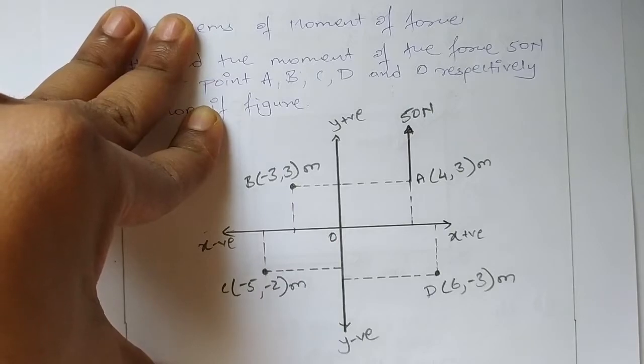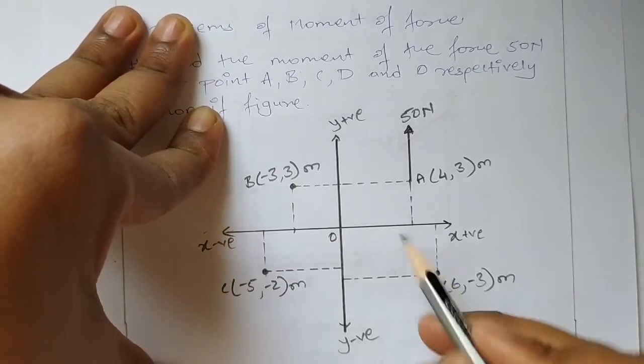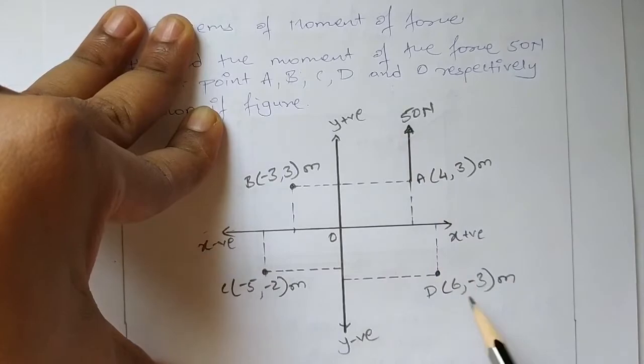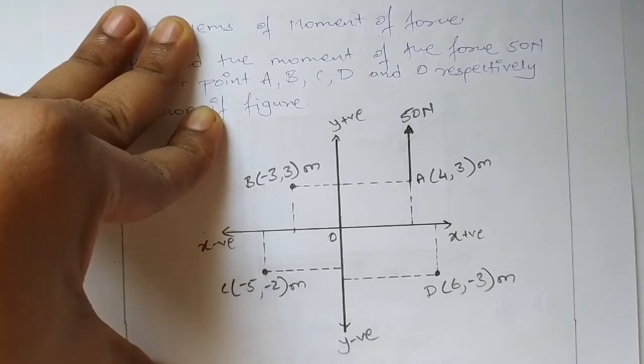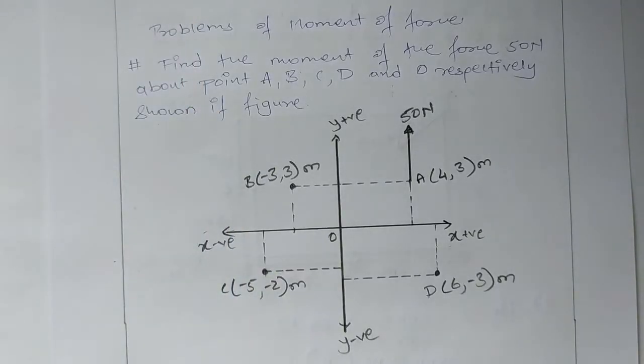So that is why it is a negative moment. It can be calculated as 50 into 2 meters, which comes out to be 100 Newton meter in the clockwise direction. That is a negative moment. Then the last one.